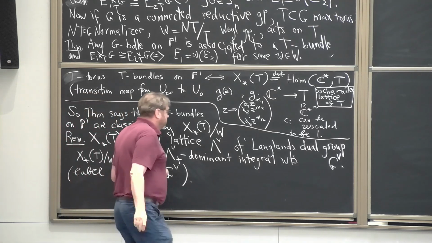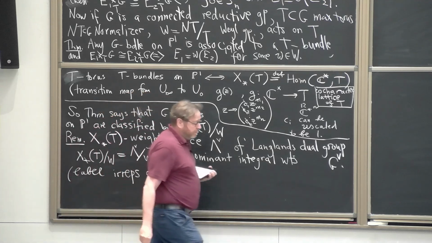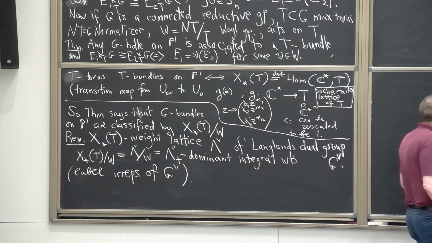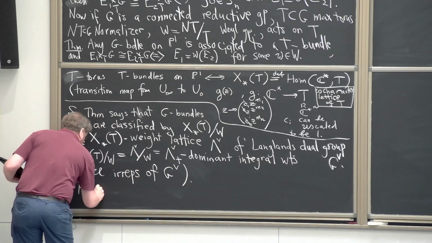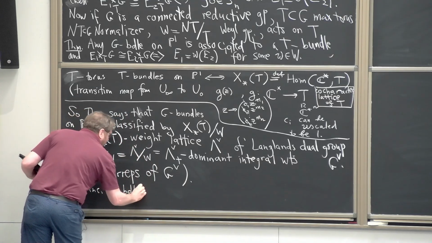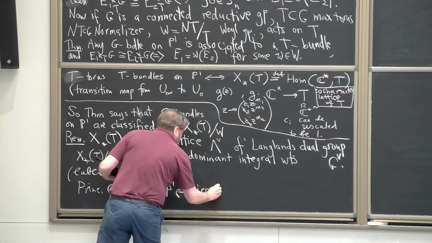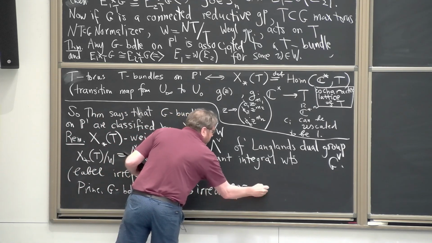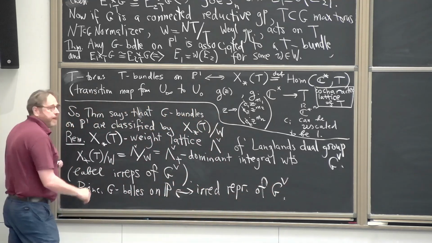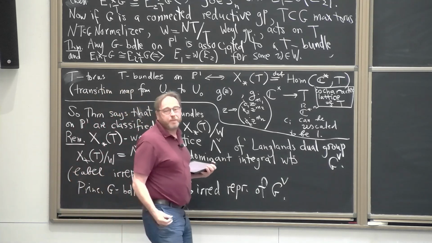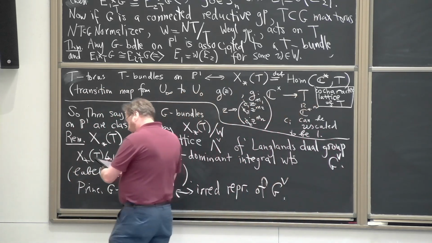Irreducible finite dimensional representations. So we see that we have a bijection between principal G bundles on P1 and irreducible representations of the dual group G check. And this is a very baby example of Langlands duality. Of course, it extends much further and much deeper than that. Okay, so this is just one comment.